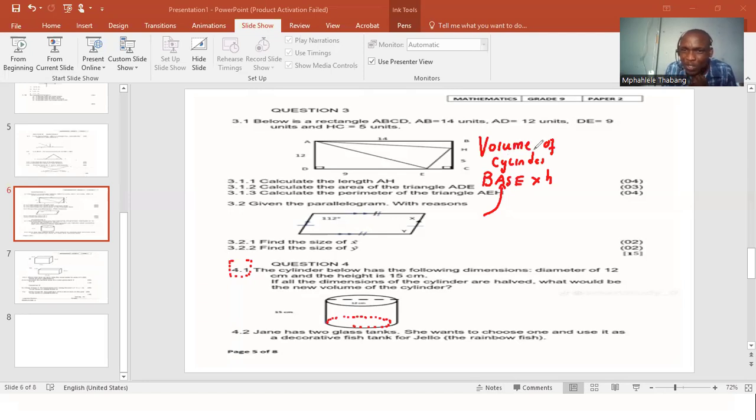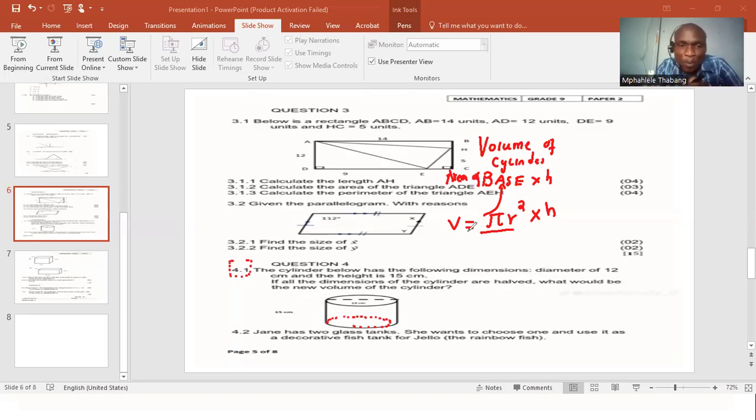What am I saying, guys? I'm saying to calculate the volume of a cylinder, you have to take the area of the base and multiply it with the height. What is the base of a cylinder? It's a circle, and the area of a circle is pi r squared. So once we take pi r squared and multiply it with the height, we have the formula for the volume of a cylinder, which is pi r squared times height.